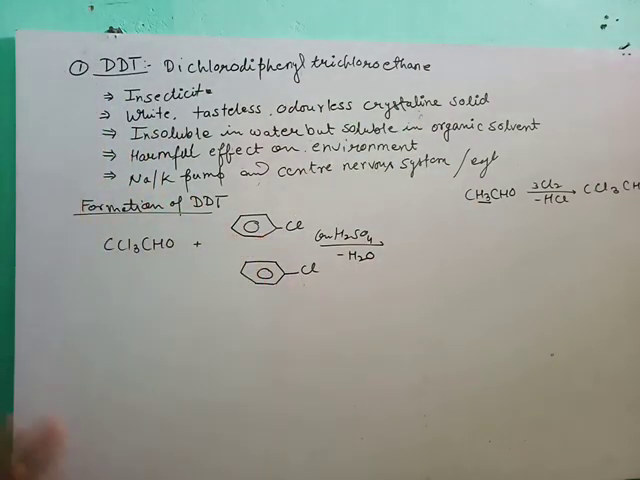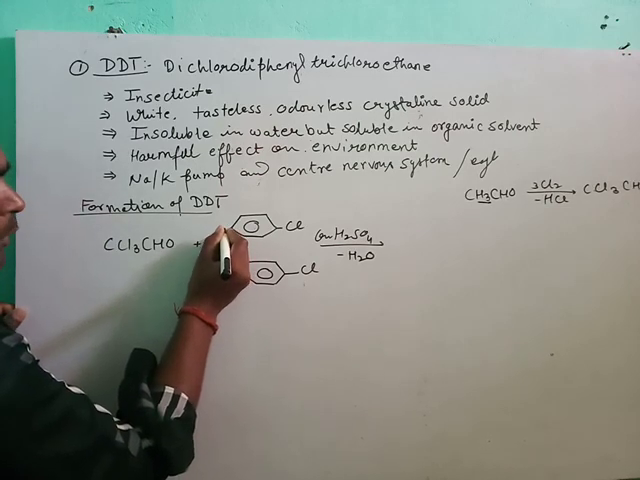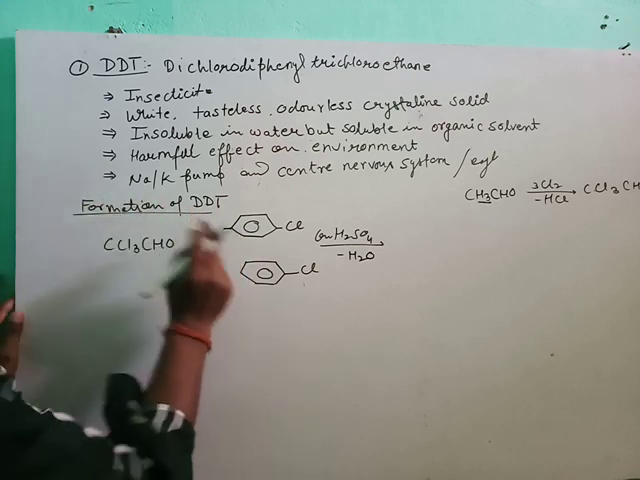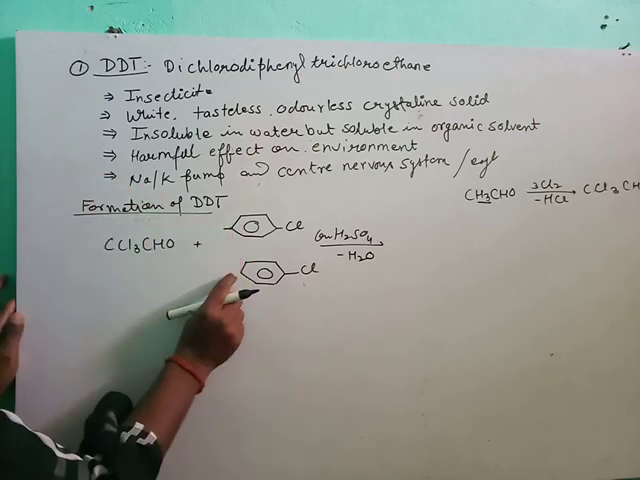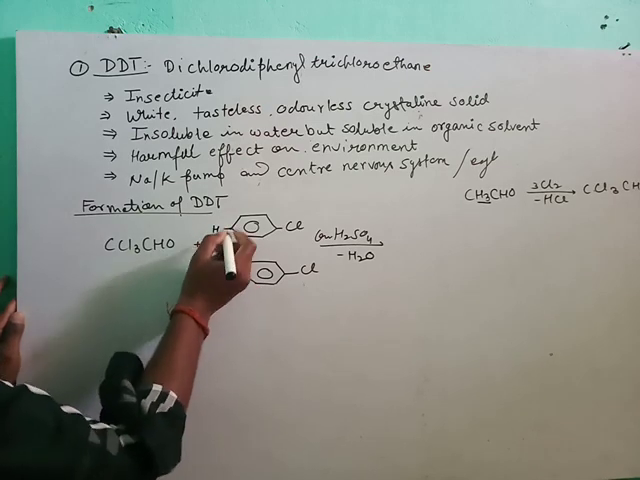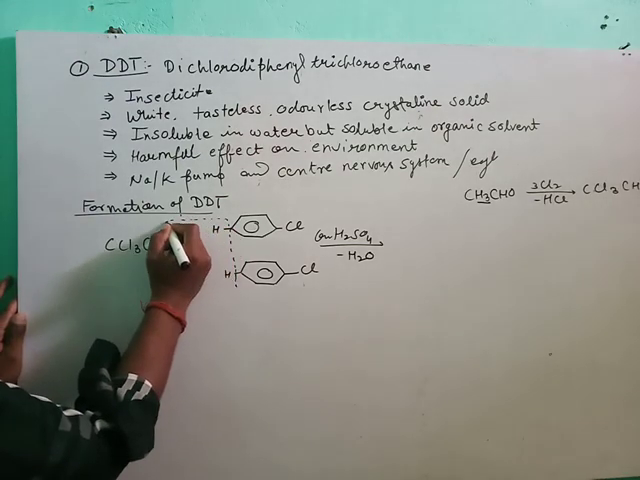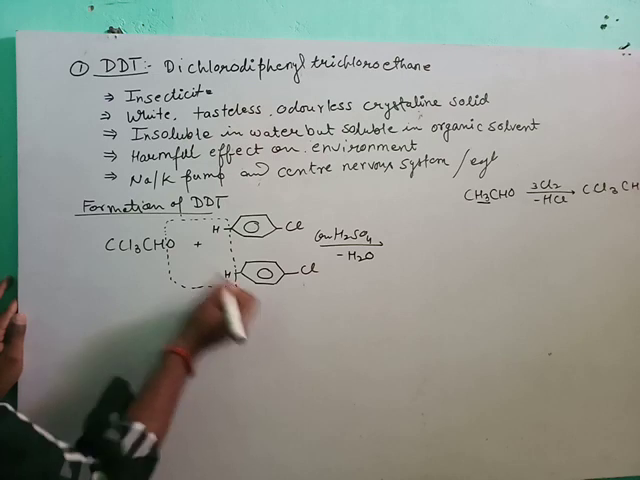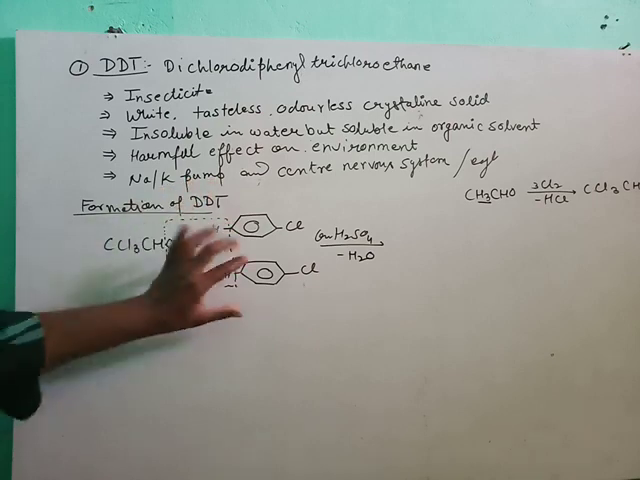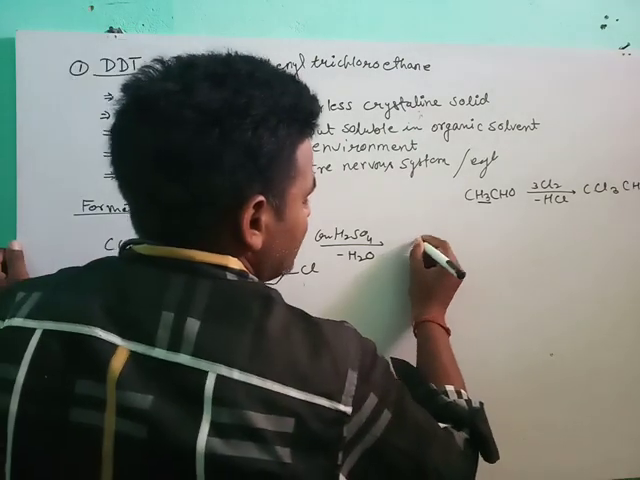Now the question is, how does the H2O form? Here we have one carbon and one hydrogen atom, and here also one carbon and one hydrogen. These two hydrogens of chlorobenzene and the one oxygen of the CHO aldehyde group are removed in the form of H2O, and both halves are joined with a carbon.